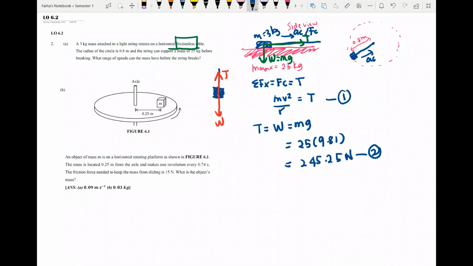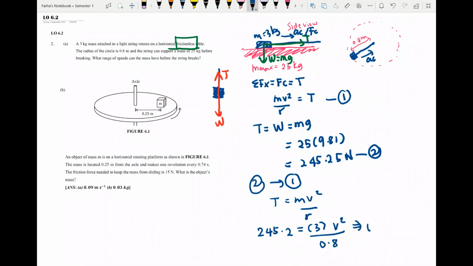So kita masukkan equation 2 into equation 1. Tension equals to mv square over R. 245.25 equals to mass. Mass is 3 kg times v square over 0.8. Therefore, the v will equals to 8.09 m s^-1.